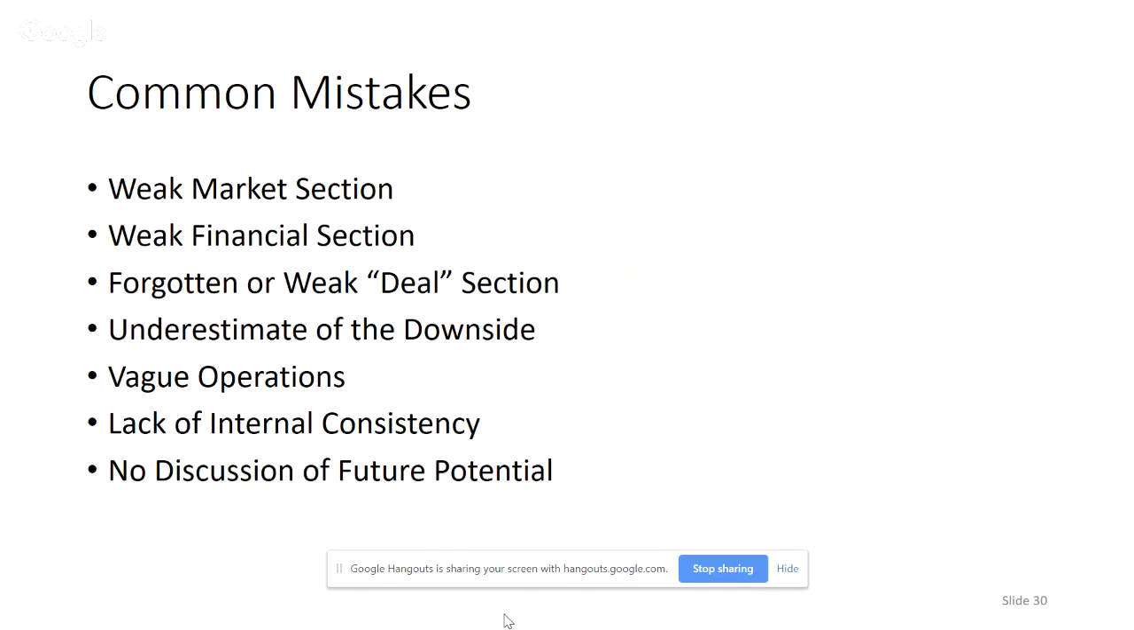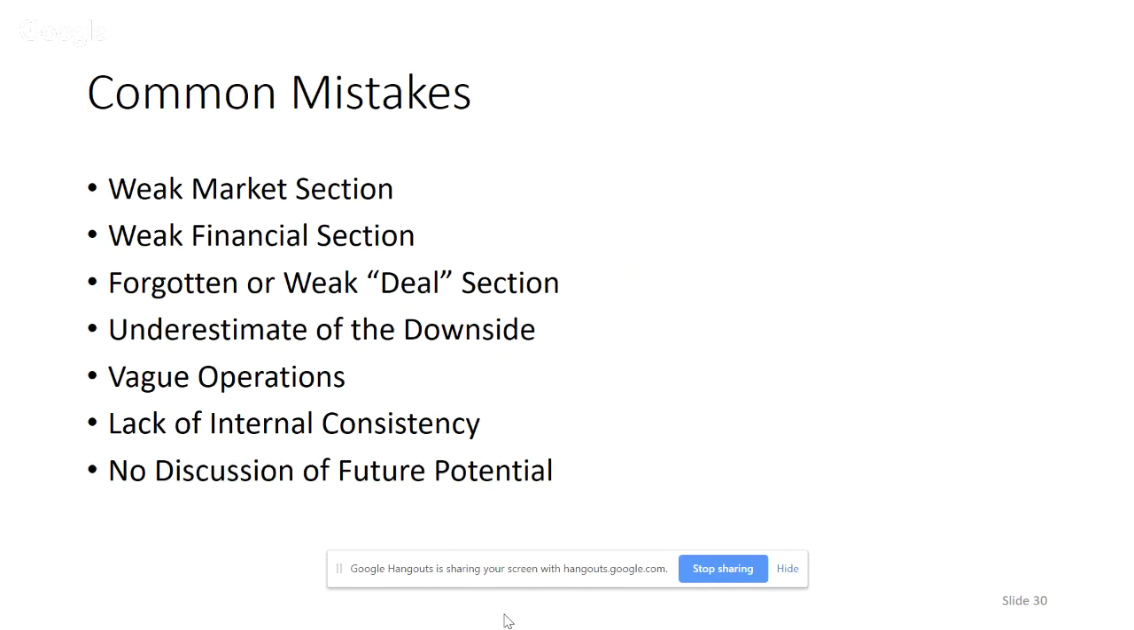Especially cash flow, missing items. Sometimes people make unclear assumptions. There's sometimes also lack of specifics, and sometimes also lack of realism. You know, too ambitious. Even though your market research shows one thing, you're being overly optimistic on the other end. Also, sometimes people forget or create a weak deal section, and that's more if you have an ask section, proposal section. Also, people underestimate the downside.